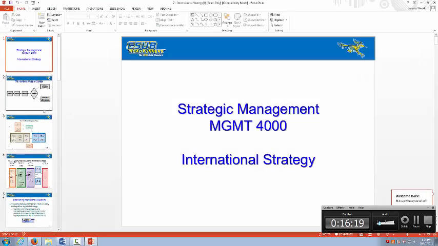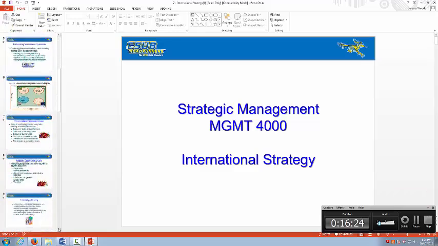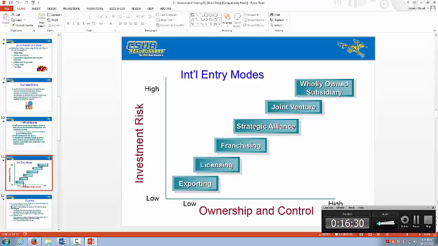Okay, so from Deck 7, a couple of the most important things to remember: this chart of international entry modes. They basically go from easiest to most difficult, from the lower left-hand corner to the upper right-hand corner. There's going to be some questions in the exam about what's the easiest way to get into a new international market. Exporting, licensing, and franchising are a lot easier than strategic alliances, joint ventures, and wholly owned subsidiaries.